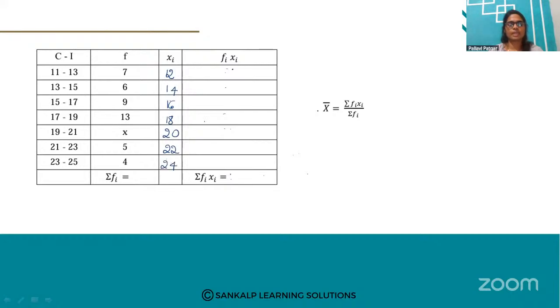Now calculate the product of the frequency and the class marks for each class interval. So 12 sevens are 84, 14 sixes are 84, 16 nines are 144, 18 into 13 is 234, 20 into x is 20x, 22 into 5 is 110, 24 into 4 is 96.